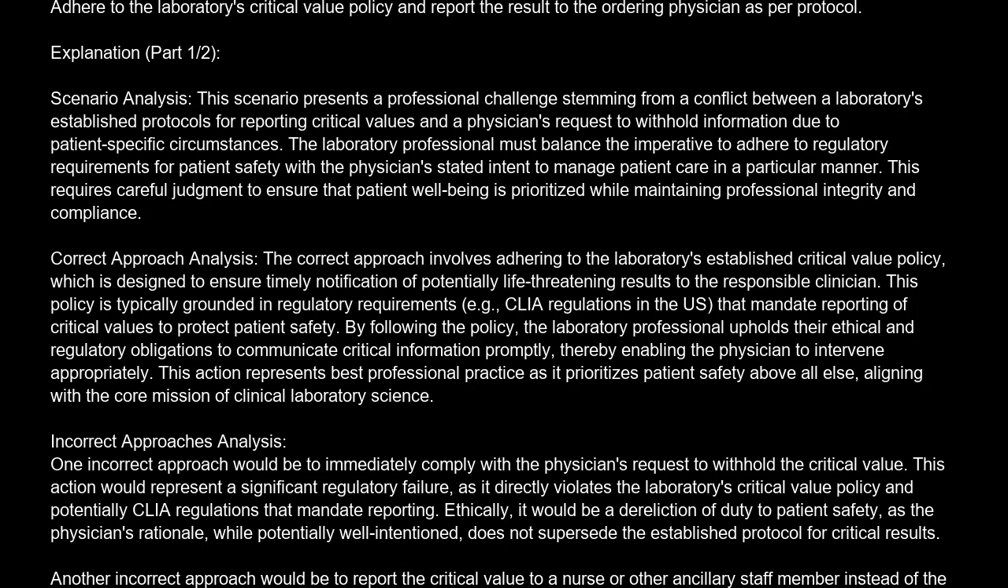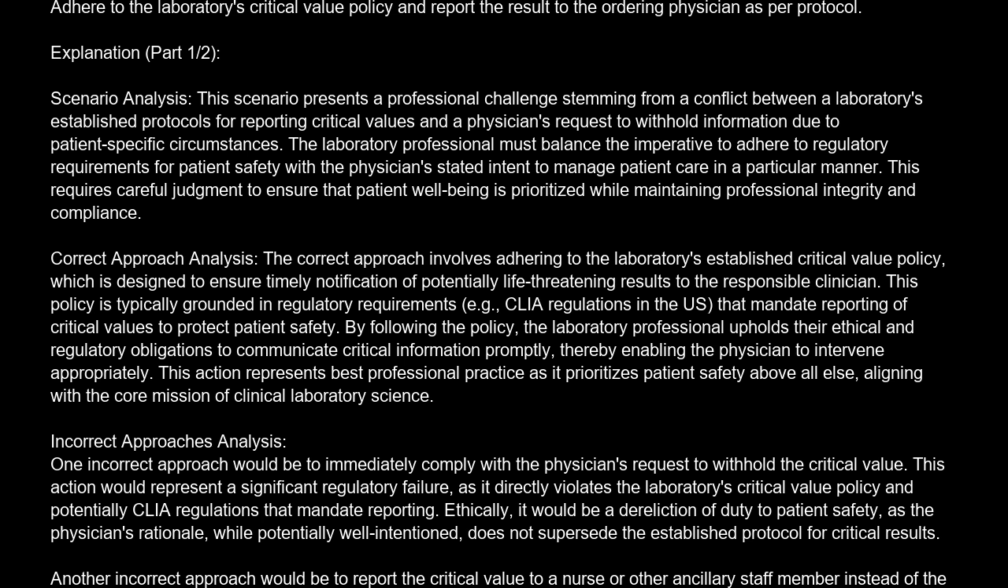The correct answer is C. Adhere to the laboratory's critical value policy and report the result to the ordering physician as per protocol. Explanation. Scenario analysis. This scenario presents a professional challenge stemming from a conflict between a laboratory's established protocols for reporting critical values and a physician's request to withhold information due to patient-specific circumstances.